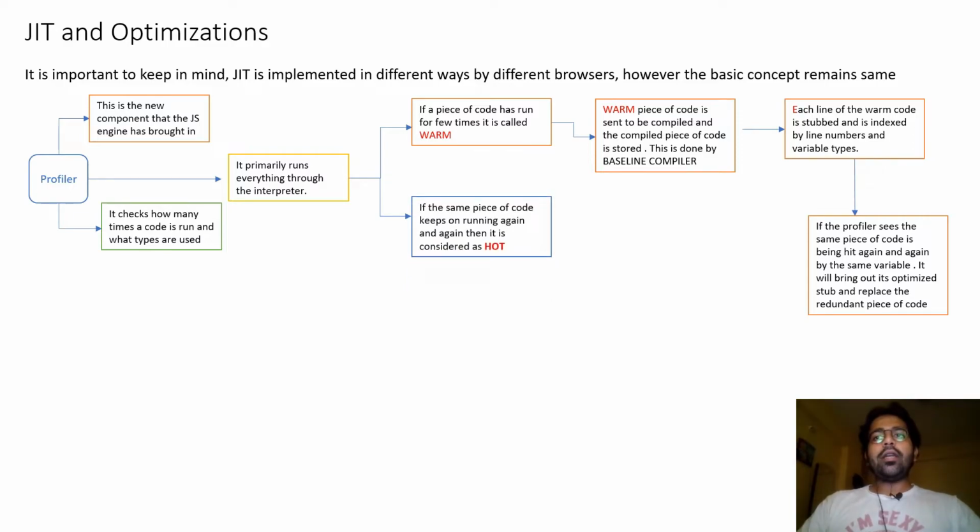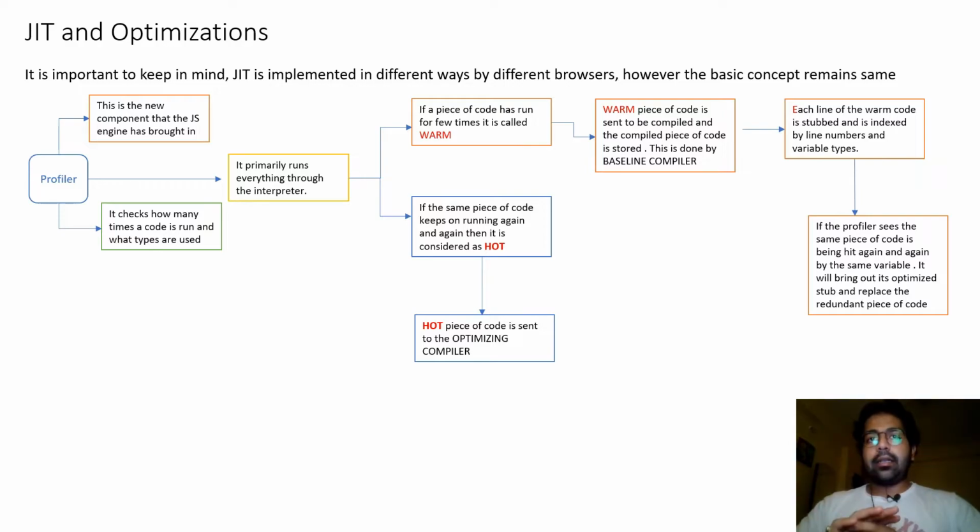Now there is something called a hot piece of code. For example, warm is, suppose a particular piece of code has run 10 times. The hot piece of code will be if it has run 1,000 times. Correct? So that hot piece of code is then sent to the optimizing compiler. Now the optimizing compiler is a concept in itself. Let's see what an optimizing compiler is.